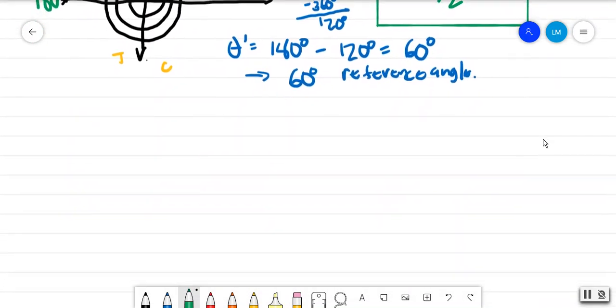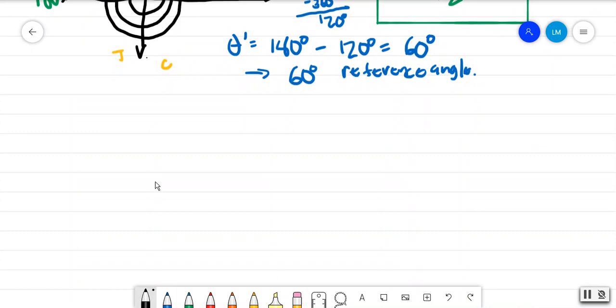Okay, so this means that we can try an example. Let's say that we want to find the reference angle.